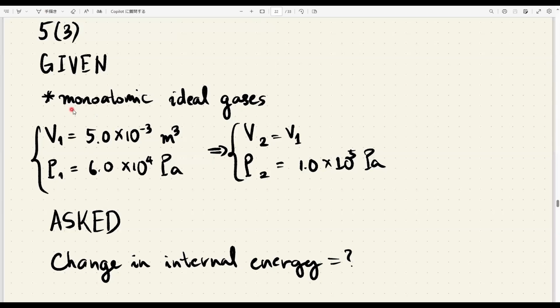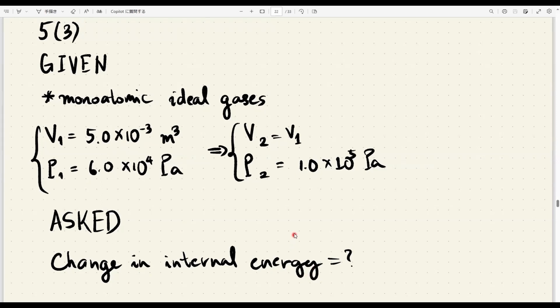We are given a monoatomic ideal gas, and the volume of this gas is 5 times 10 to the minus 3 cubic meters, and the pressure is initially 6 times 10 to the 4th pascals. This pressure is increased while keeping the volume constant. So the final pressure is 10 to the 5th pascals, and the volume is still the same. The question is, what is the change in internal energy?